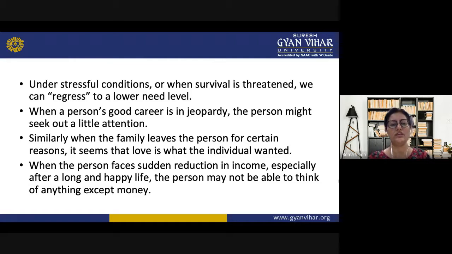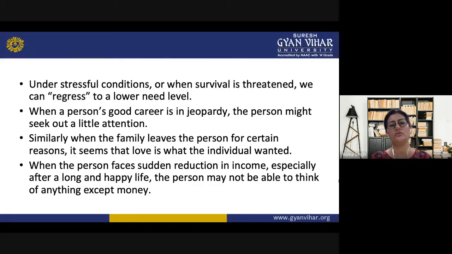So under stressful conditions, or when survival is threatened, we can regress to a lower need level. As we have seen, these are the hierarchy of needs. One by one, going down to the last level, physiological needs, we try to go upwards, to reach the highest level. And if our survival is threatened by something, then we regress to a lower level need, because we first need to achieve those needs which are at that level.